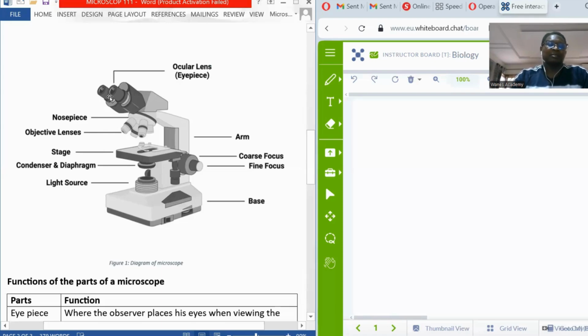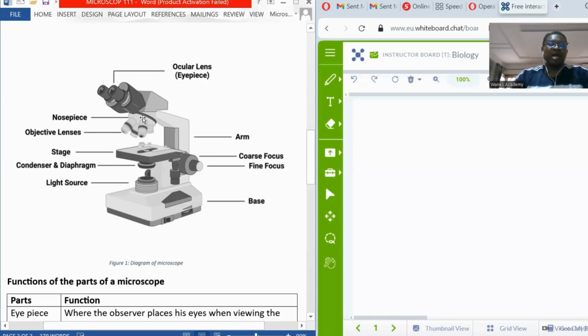Now let's start with the ocular lens. The ocular lens is carried by the arm. The arm is where the microscope is carried, as well as the eyepiece and the objective lens. The eyepiece can be worn. In the case of the light microscope, it is just one, where various lenses are attached to view the specimen.